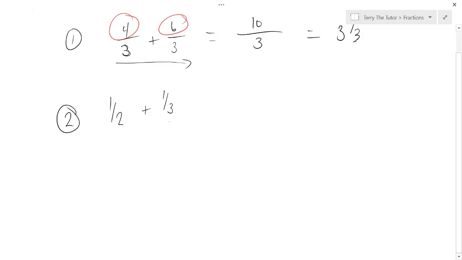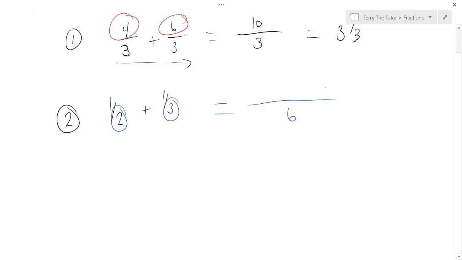So, in order to add this, we have to have a common denominator. 2 and 3 are not common denominators, but they can both become the same number. Teachers have different ways of showing how to do this. I will not force you guys to know how to do the least common denominator. We're just going to get a common denominator. We're going to do that by multiplying the two denominators, 2 and 3. What is 2 times 3? Well, that's 6. So our common denominator is 6.